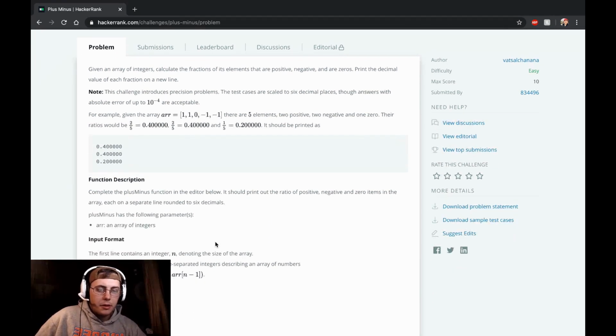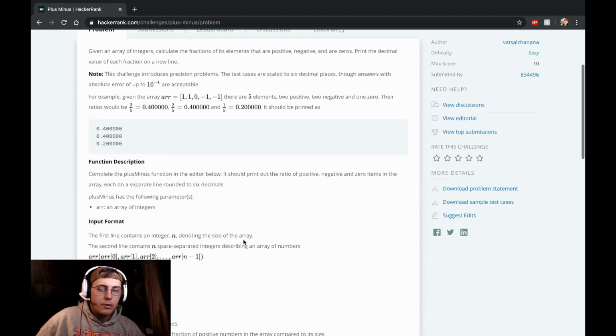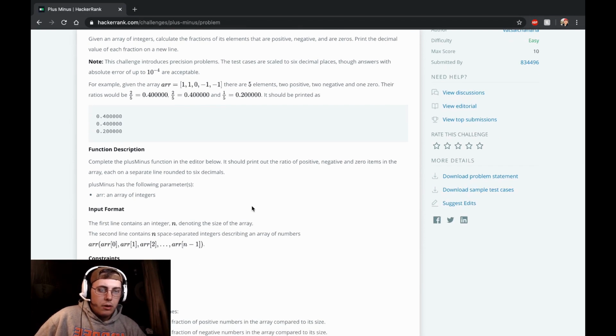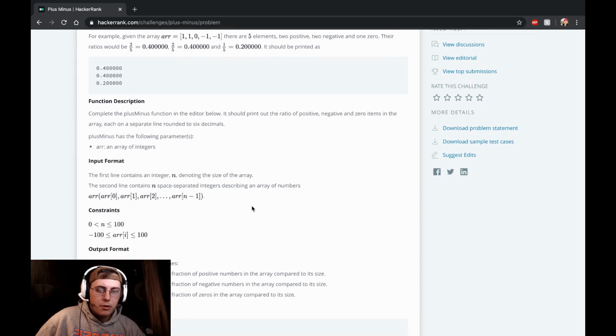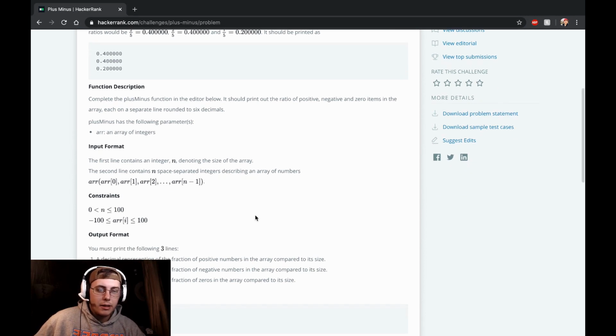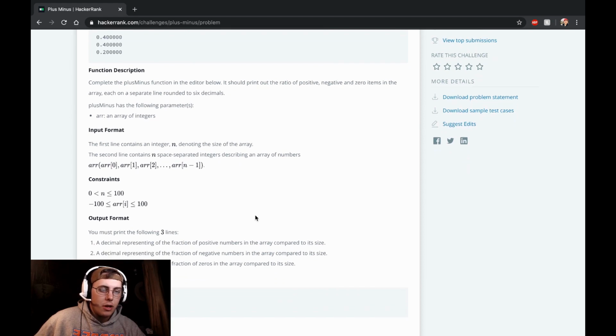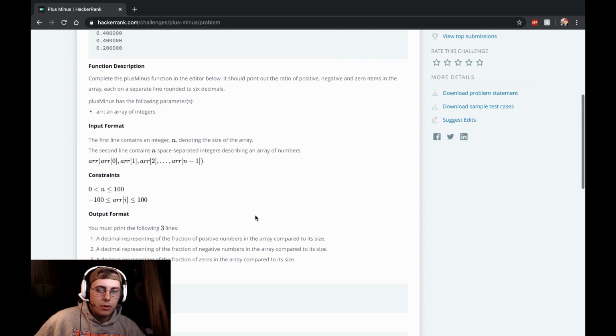Complete the plusMinus function. In the editor below, it should print out the ratio of positive, negative, and zero items in the array, each on a separate line, rounded to 6 decimals. Rounded to 6 decimals. Math.round probably. arr is an array of integers. Input format. The first line contains an integer n, denoting the size of the array. The second line contains n space separated integers, describing an array of numbers arr.